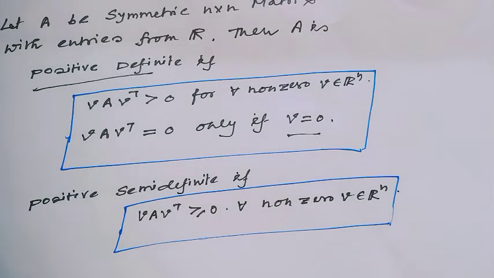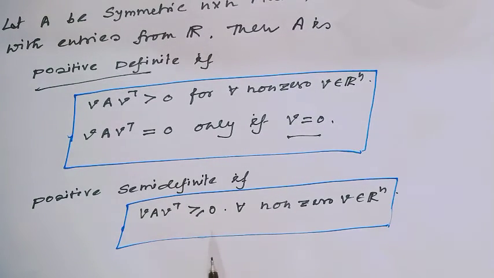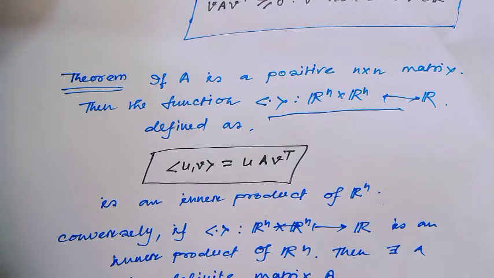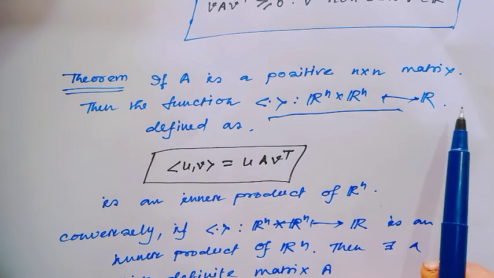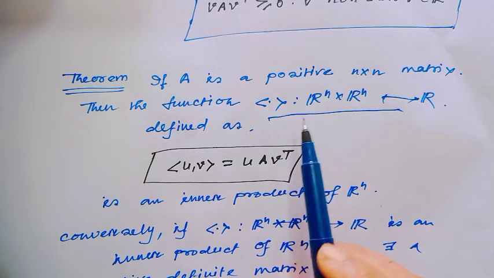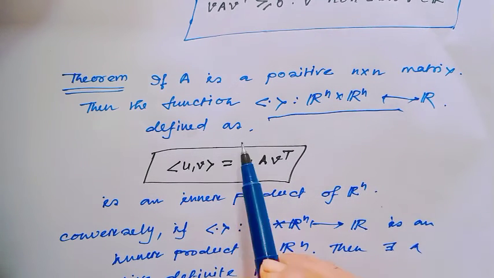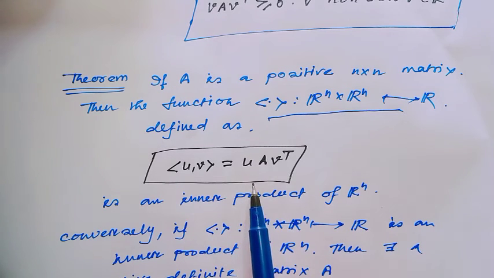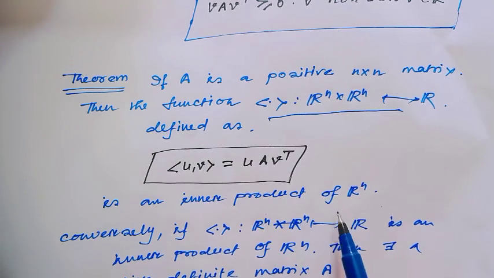A matrix is positive semi-definite if V A V transpose is greater than or equal to 0 for all non-zero V belonging to Rn. So, there exists a nice theorem. If A is a positive n cross n matrix, then the function defined from Rn cross Rn to R, inner product of U with V equal to U A V transpose, is obviously always an inner product on Rn.